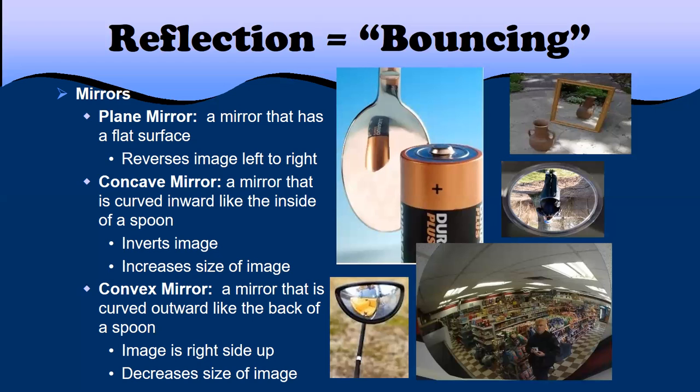Okay, so that's the difference between concave and convex. Think of a spoon. Concave is like the front of a spoon that caves in. Convex is like the back of the spoon that curves outward. All right, that's the way I remember it anyway.